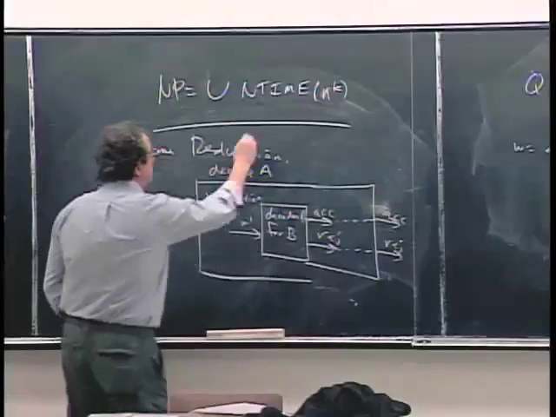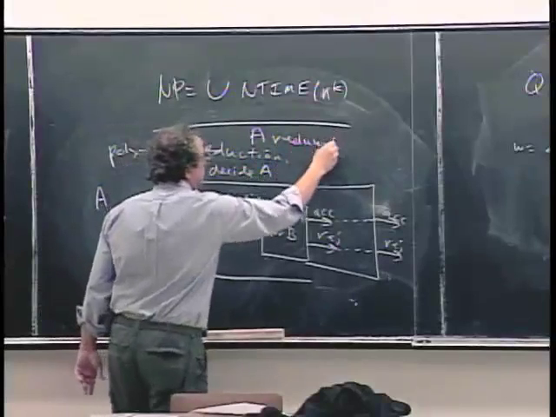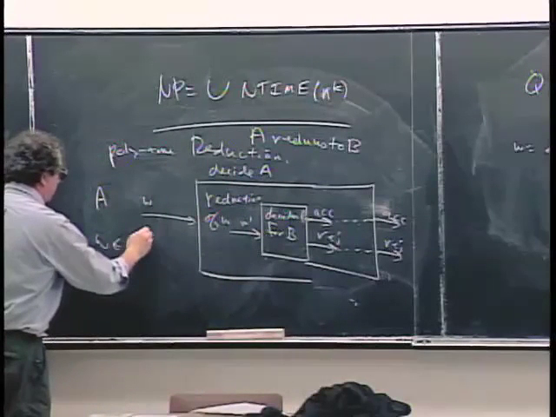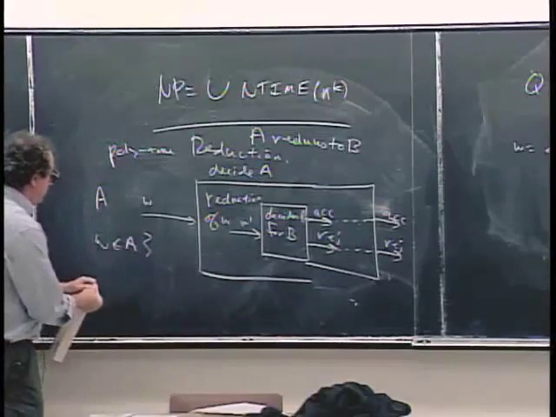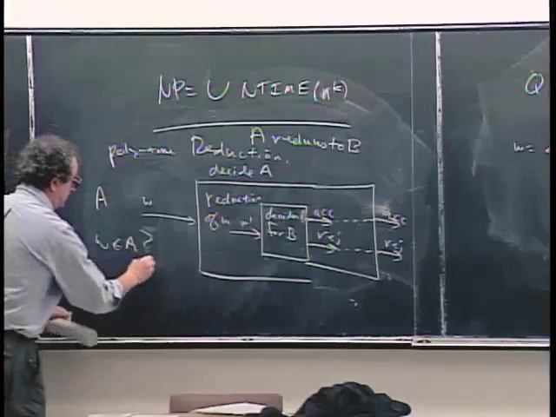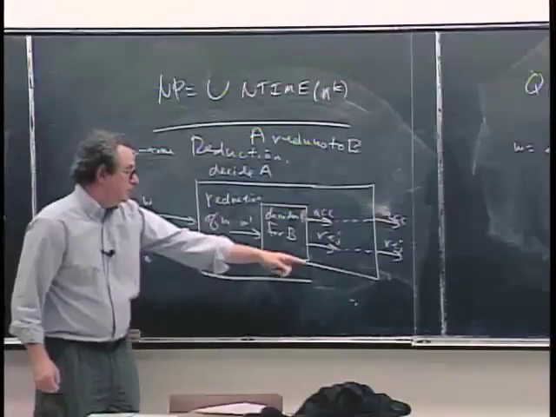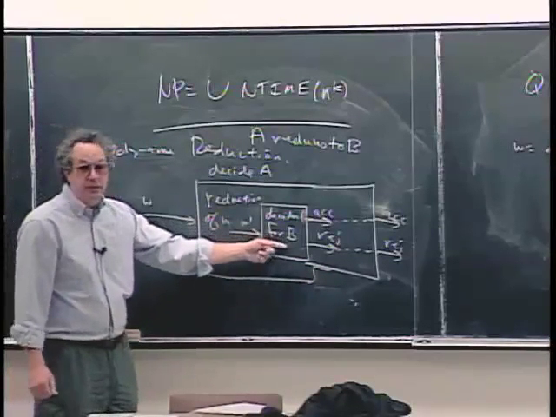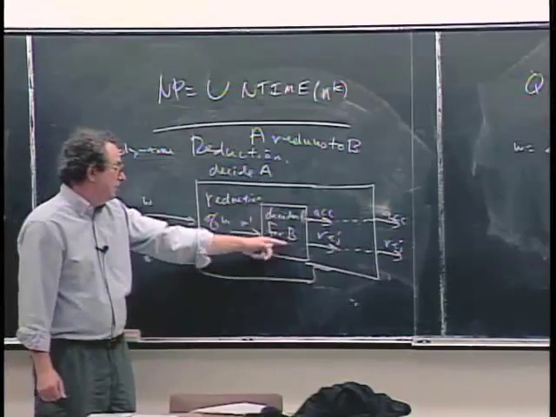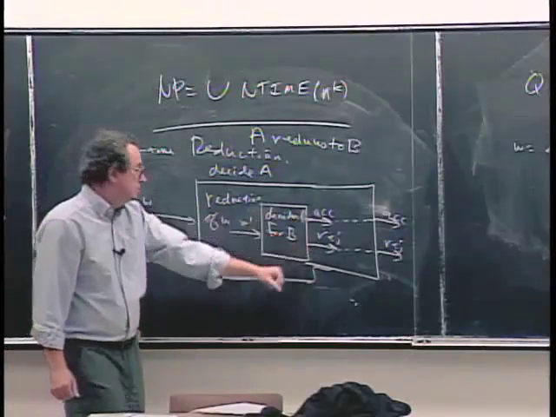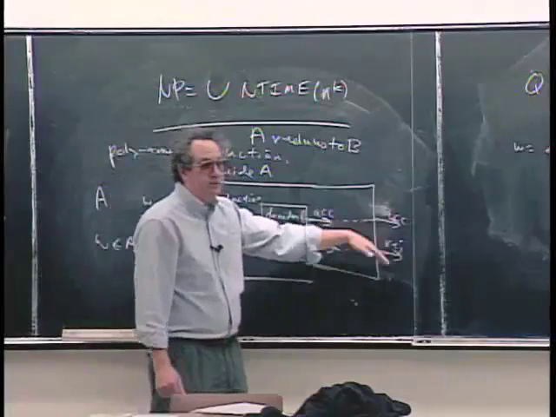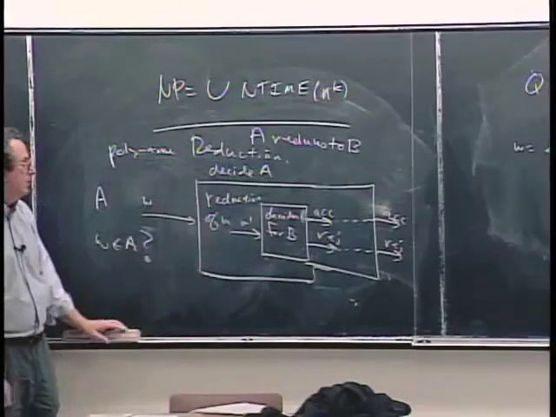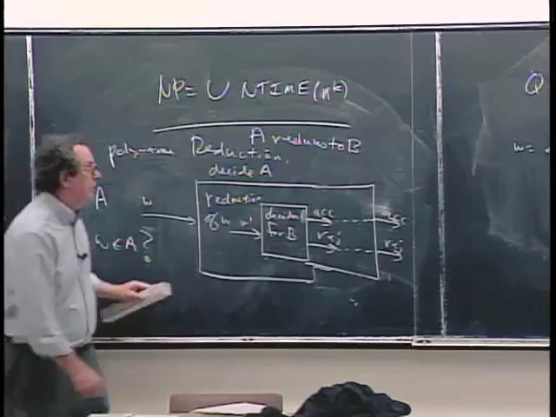A reduces to B means that whenever you want to solve the problem of whether W is contained in A, you can feed that W into a larger machine, which does something on W, creating a W prime, and then it feeds it into the supposed decider for B, and then based on what this decider does, it accepts or rejects appropriately for whether W is in A. Okay, this is the same picture we did when we were talking about undecidability and decidability.